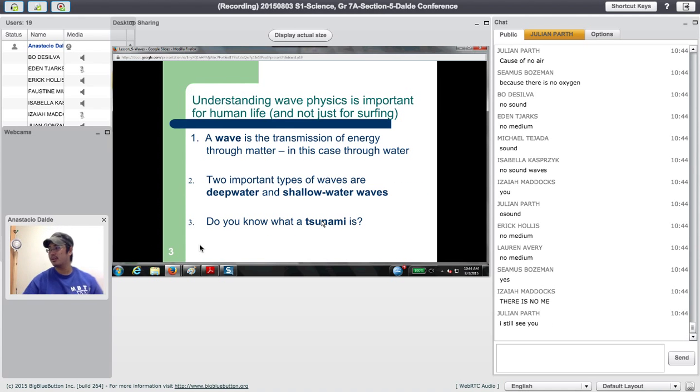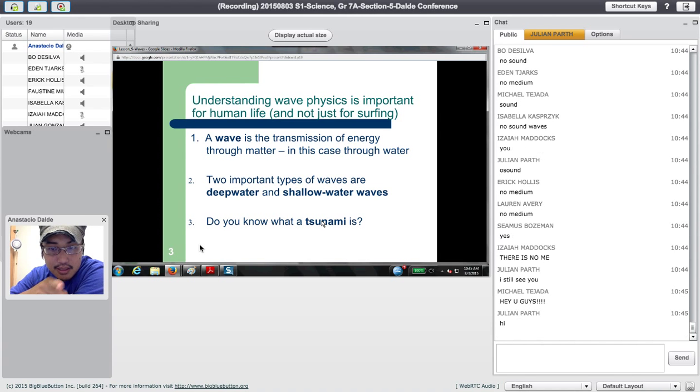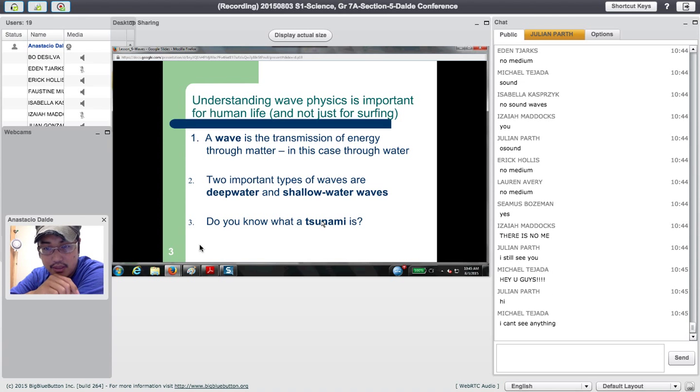All right. A wave. A wave is a transmission of energy through matter. Now, that doesn't mean the things in that wave get transmitted through the wave. It just means the energy in that wave gets transmitted through the wave. Notice that definition number 1, and I need to be very specific about this.